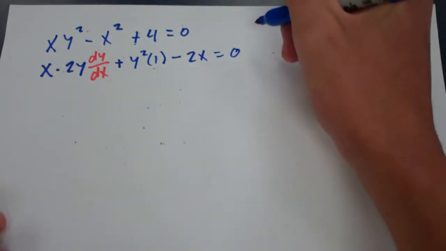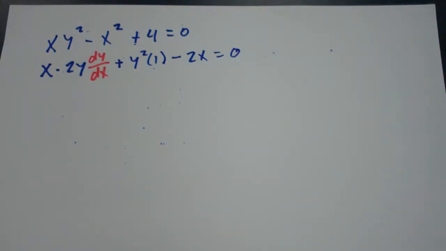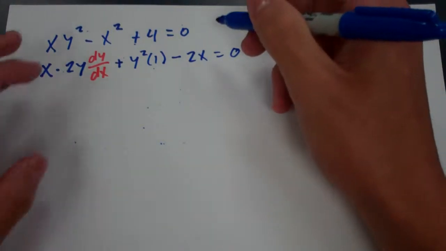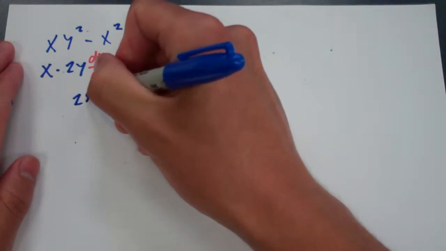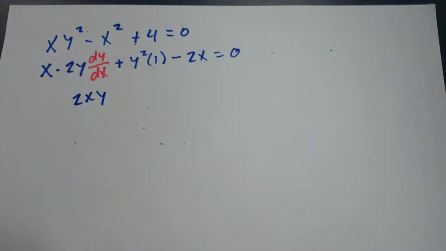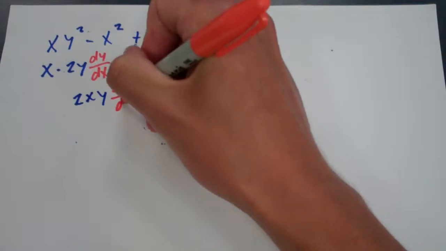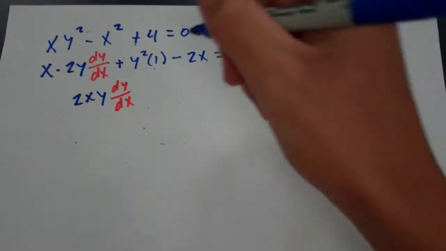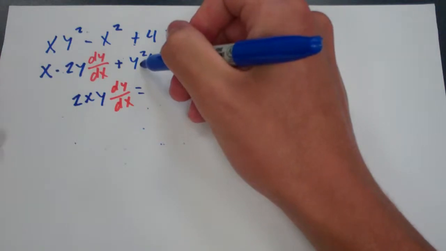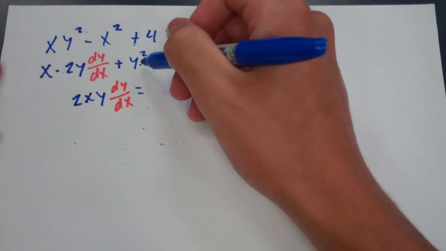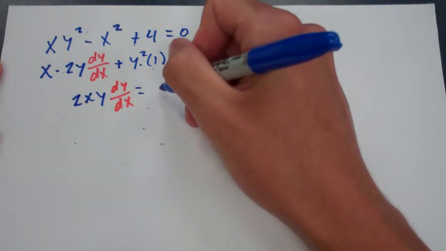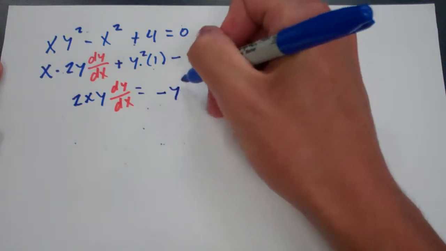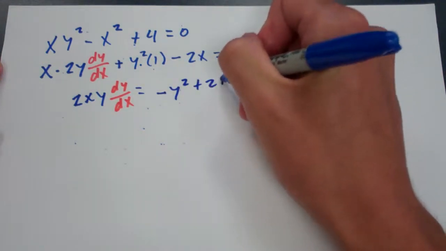Okay. So notice here we only have 1 dy dx. Not a problem. Let's go ahead and move some of this stuff over to the other side. So I'm going to rewrite this: 2xy dy dx. That's what we're trying to solve for, is equal to, and I'm going to move this over to the other side. If I do that, then this is actually going to be a negative y squared on the other side, and this is going to be a positive plus 2x.